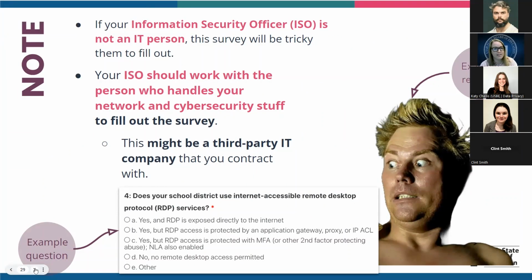And just a note about this cybersecurity framework survey, this is a very technical survey. So if your ISO person is not your IT person, this is probably something that you want to work together with whoever handles your network and cybersecurity stuff. For some of you, that might be a third-party IT company. For some of you, maybe you're the ISO, but you're not the IT person. In that case, you would just want to coordinate and work with them. So if you're looking at this example question and your face looks like this, then this is probably something that you are going to want to work with your IT person on.